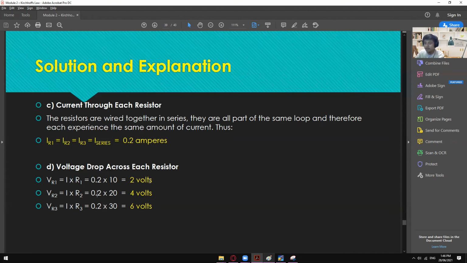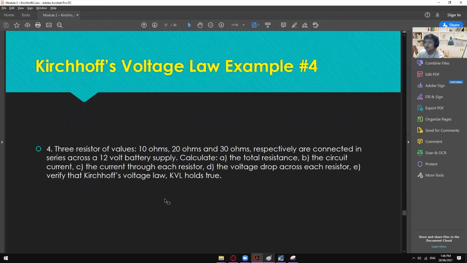For R1, it will give you a voltage drop of 2 volts. For R2, a voltage drop of 4 volts. For R3, a voltage drop of 6 volts. So that's basically how to solve this example number 4.